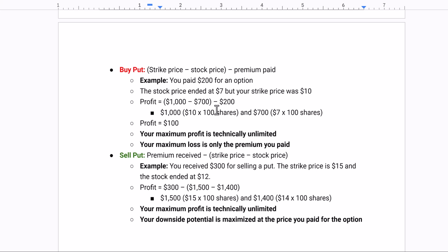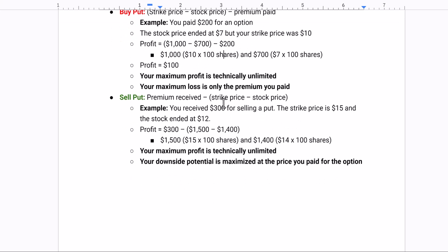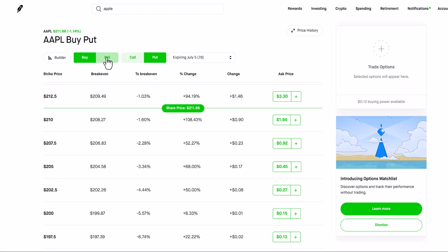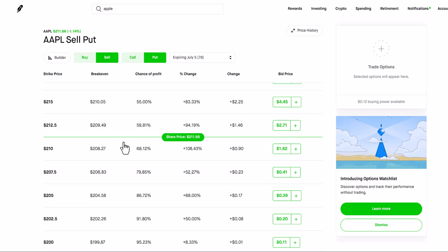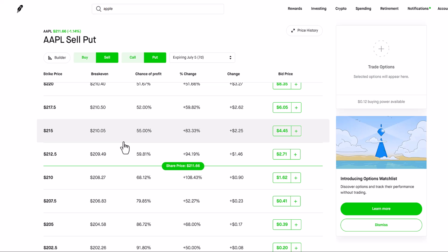But let's talk about selling a put. Okay, selling a put: the premium you receive minus the strike price minus the stock price. So let's say when you sell a put, you want the stock price to go up. So let's look at Apple. Let's say I wanted to sell a put. Okay, I want Apple to go up, but when you want it to go up, you want it to go up within a certain range because you don't necessarily want to be exercised. You want to just collect the income.